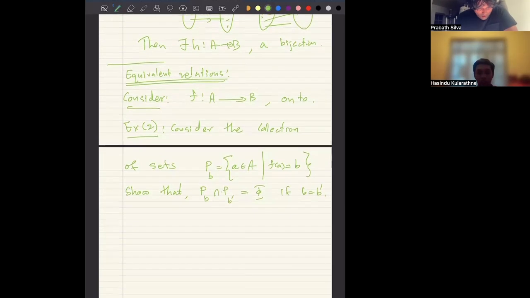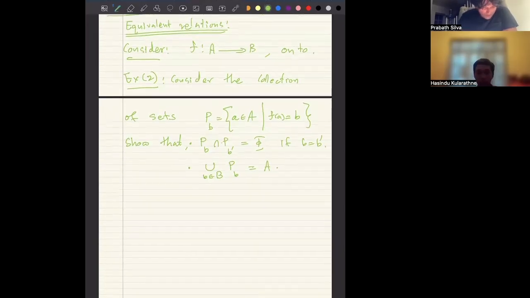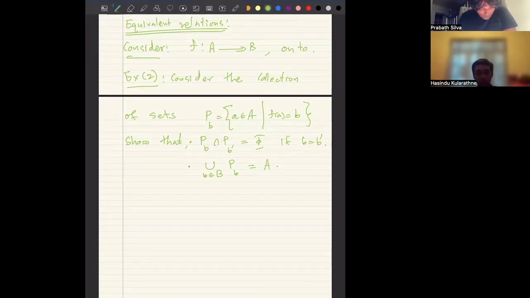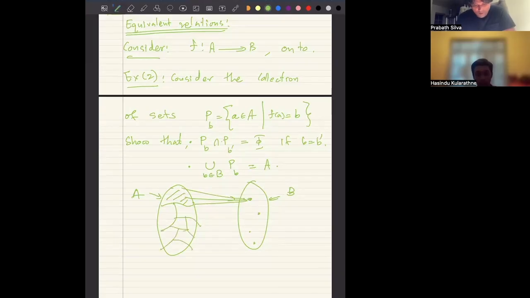Okay, and if you take the union over B in capital B of PB, you'll always get the whole set A. Okay, a collection. So here is a picture. Let me draw it this way. This is my set A, and this is my set B, capital B. Let's say everything in here gets mapped to this. Okay, and so on. So everything in here is mapped to here.